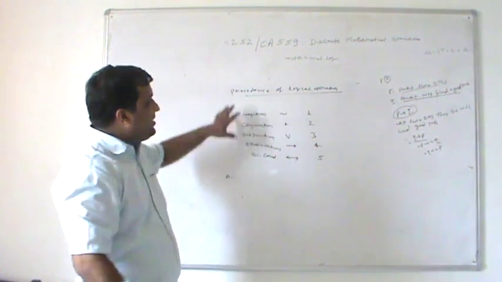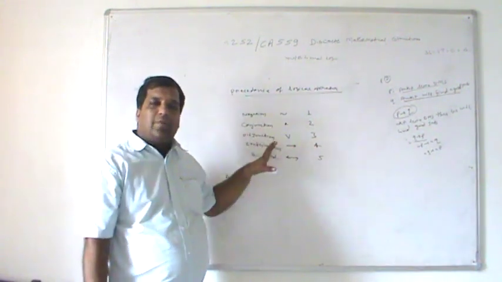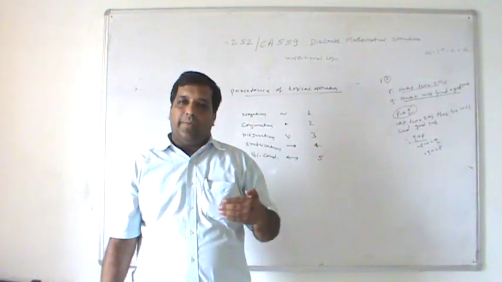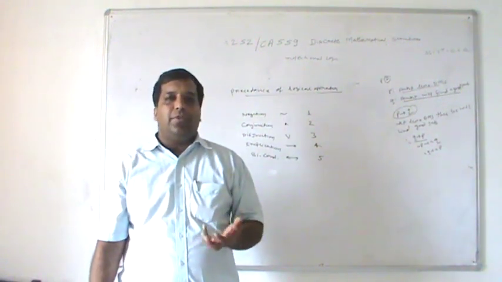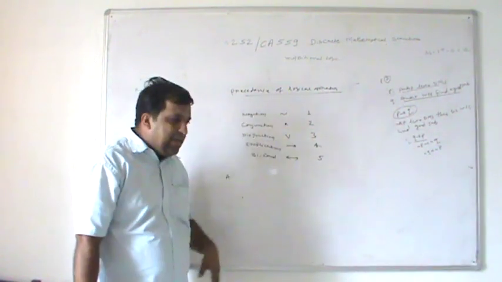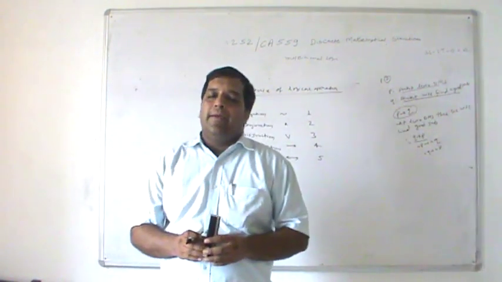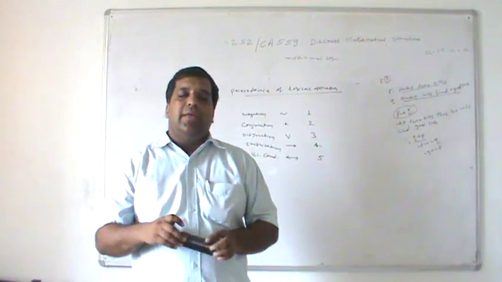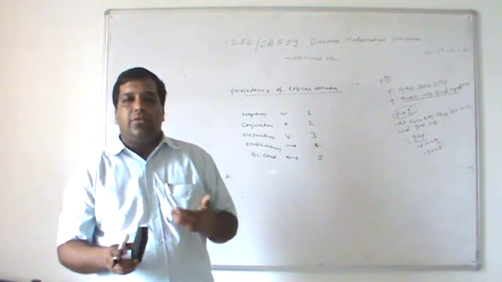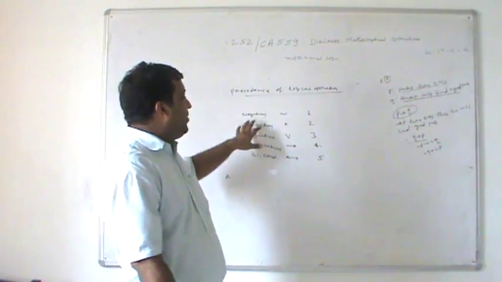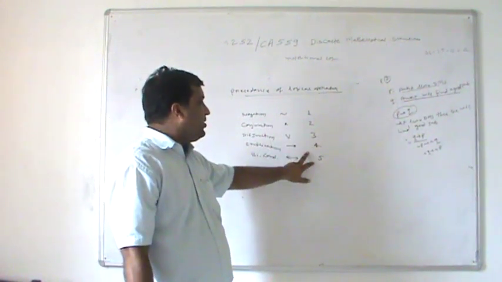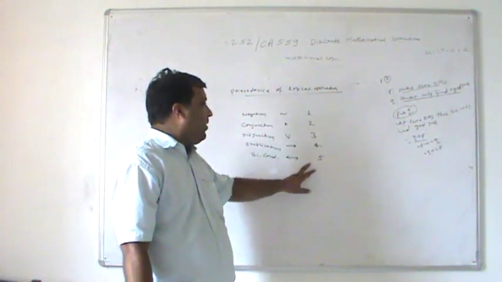Precedence means the priority of the operator, that is, which operator is solved first. If there are n operators used in solving an expression, how do we identify which operator is solved first? That is called the precedence. So among the logical operators, the highest precedence is negation, then conjunction, then disjunction, then implication, and biconditional.